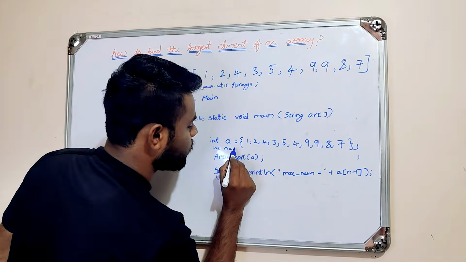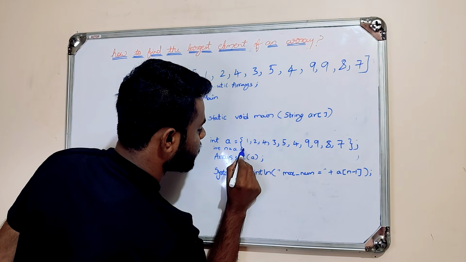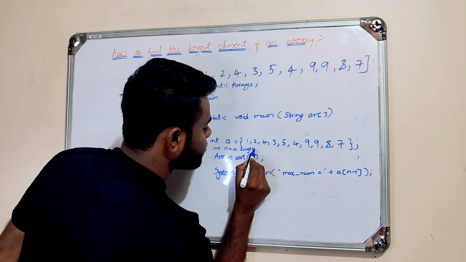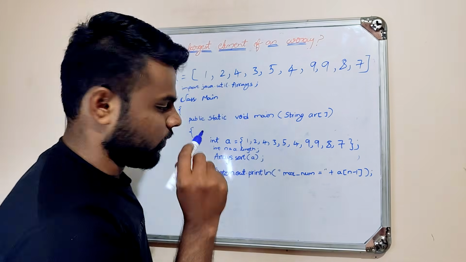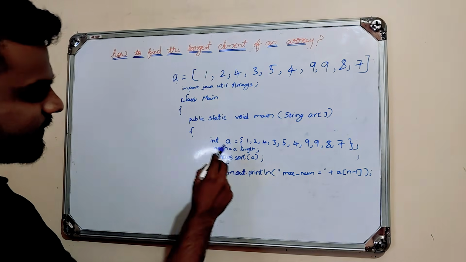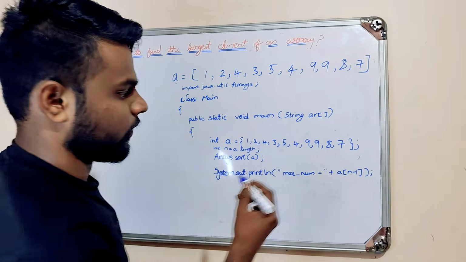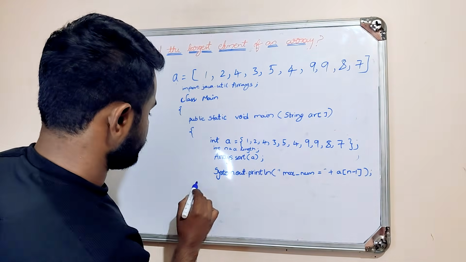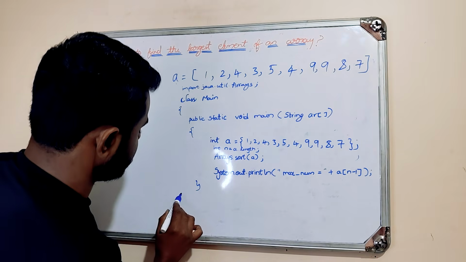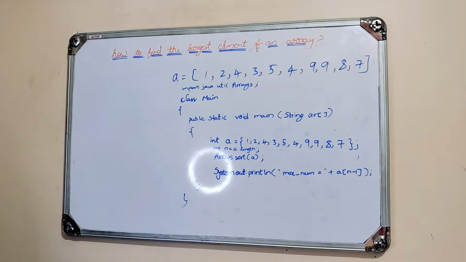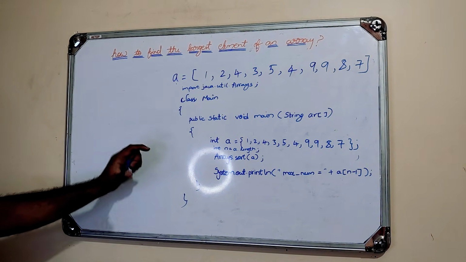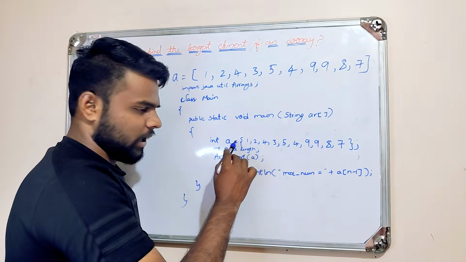N equal to a dot length. Okay, so now the size of the array, the length of the array, is given to n. Okay, and now it's just this simple. That's it.